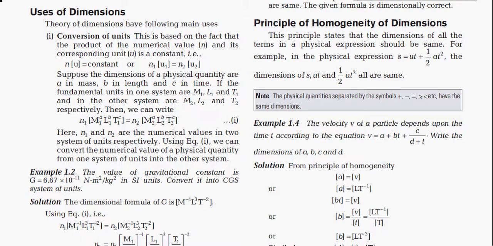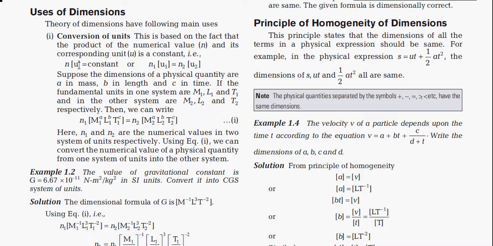Let's start. The theory of dimension has the following main uses. The first is conversion of units. This is based on the fact that the product of the numerical value and its corresponding unit u is always a constant, that is n into u is constant.